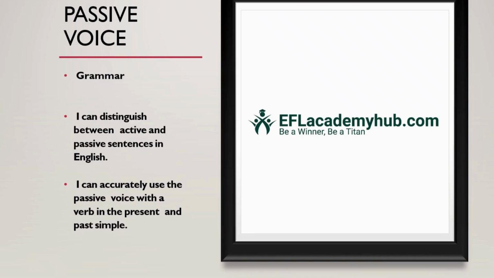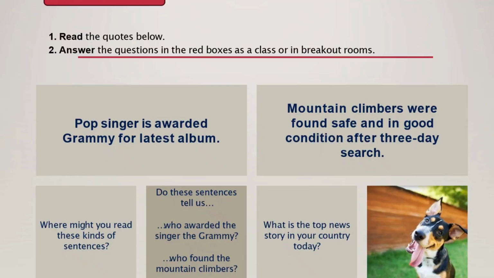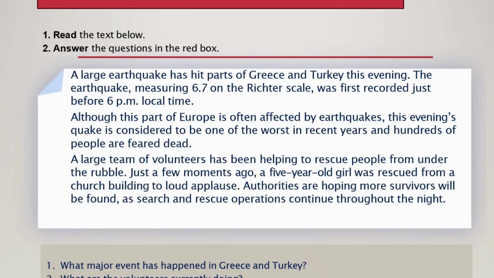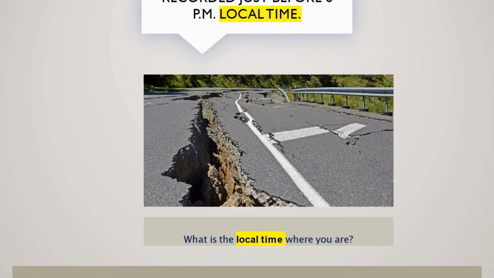In this quick summary of EFL Academy Hub plans, we are going to quickly cover the passive voice. Passive voice is object, verb, subject. What is your local time?